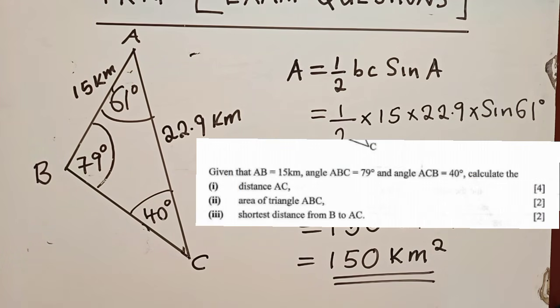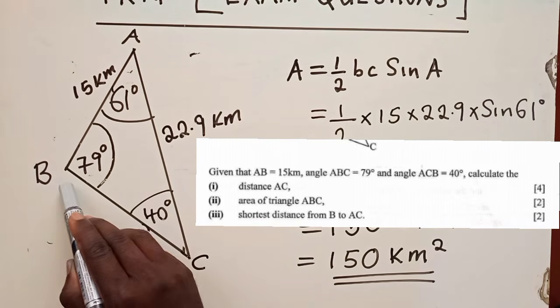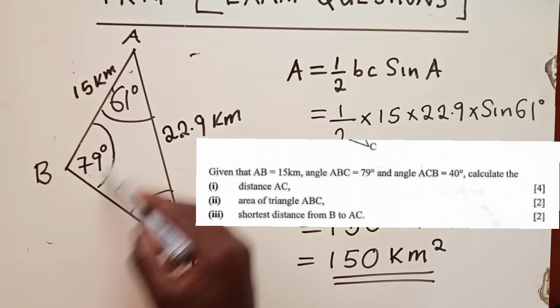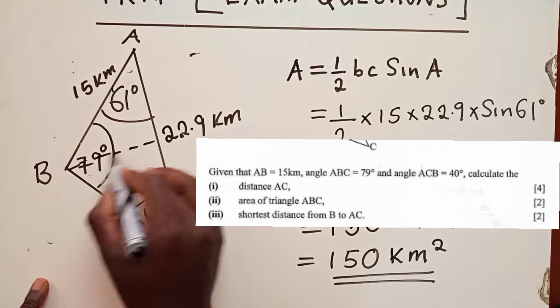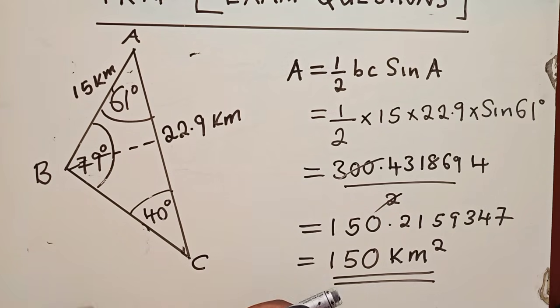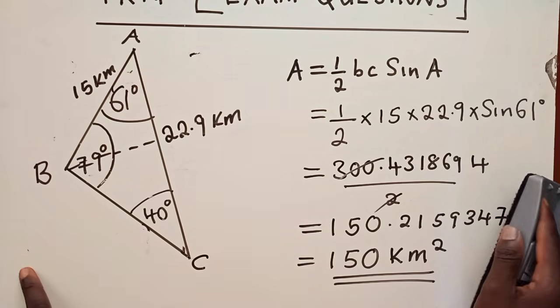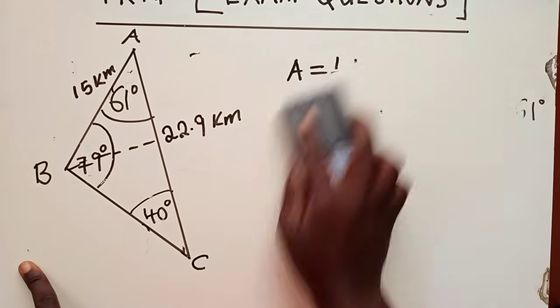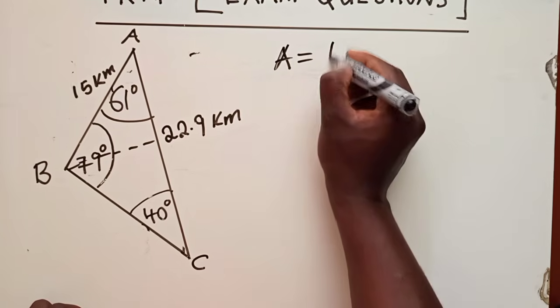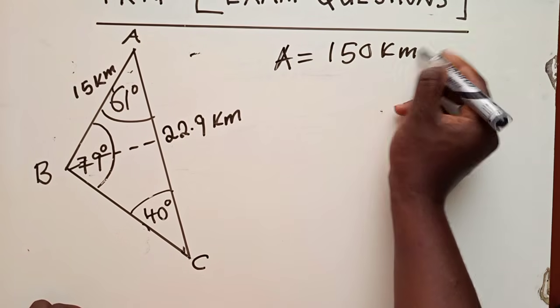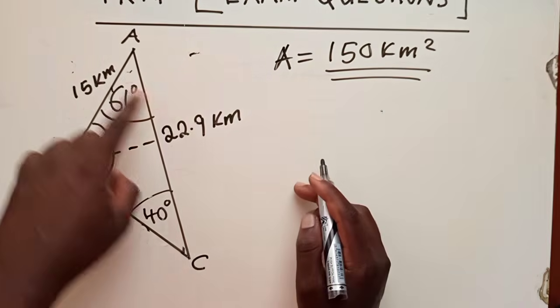Now we find the shortest distance. So to find the shortest distance from B to AC, meaning we want to find this. We want to find this. So how do we find it? To find the shortest distance, you need the area. Remember, I found my area here as 150 kilometers squared. This is the area. I found the area of this triangle.